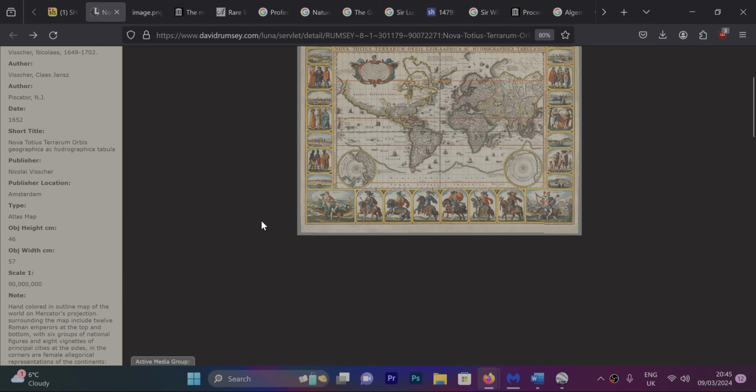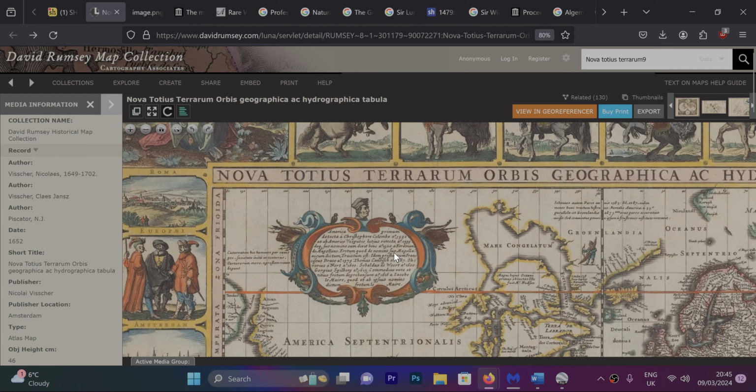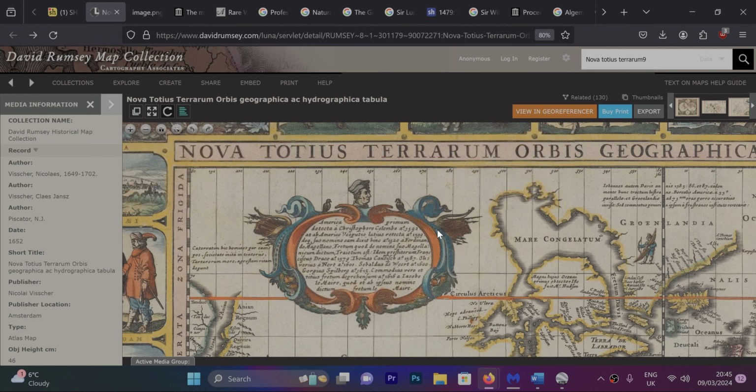David Rumsey describes it by saying the error of the date of 1592 for the discovery of America by Columbus indicates that this is a very early state of the map, perhaps the first. So they're trying to insinuate that the map hadn't been edited yet. So it's just an early version. Don't worry about the fact that it says 1592. It's just an early version of the map.